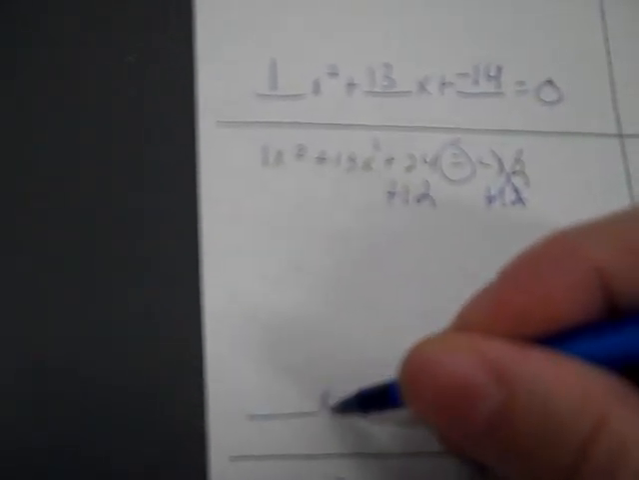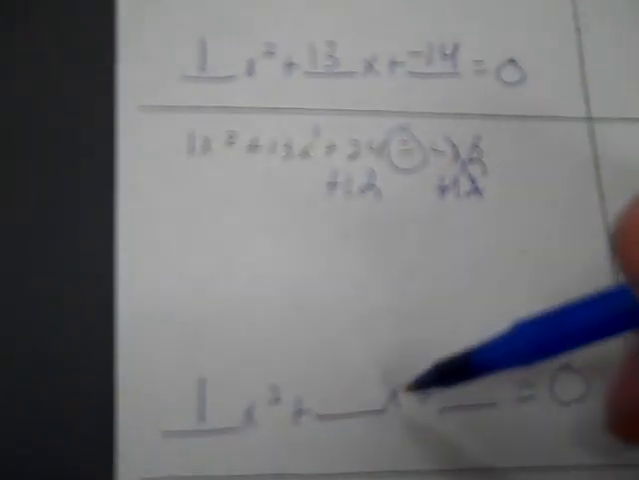So I got blank x second plus blank x plus blank equals 0. So I got 1. X the first, I've got 13. Then I take positive 24 plus 12. It's just 24 plus 12 because the 24 is not negative because it has a plus in front of it. 36.